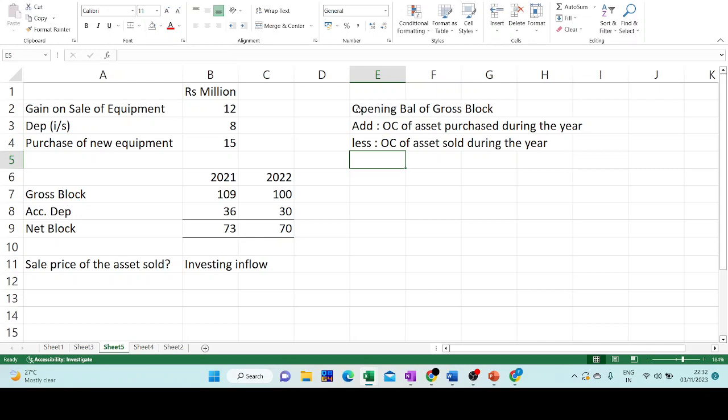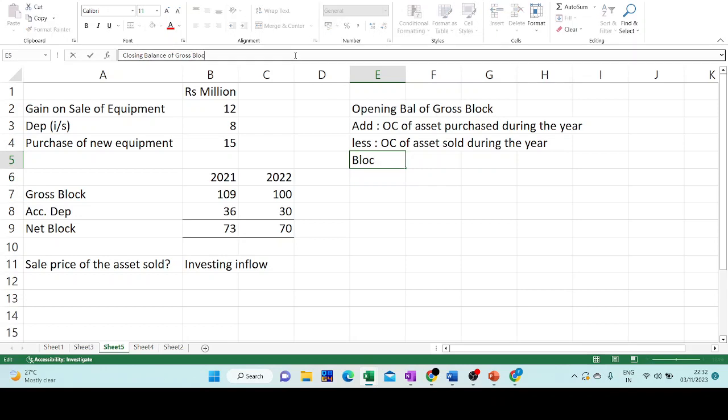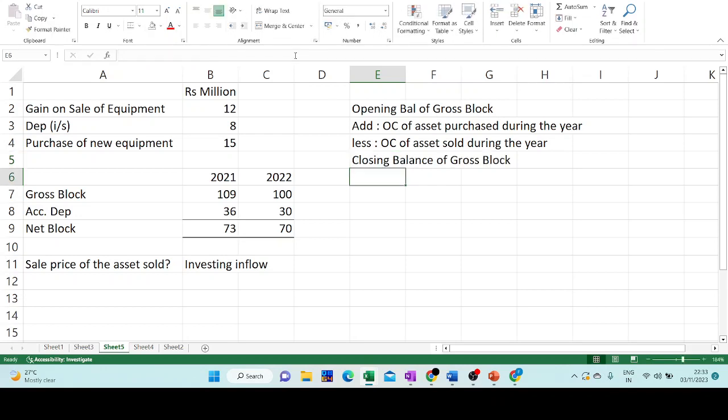Right, so you add the original cost of the asset purchased during the year, you deduct the original cost of the asset sold during the year from your opening balance, you get the closing balance. Guys, are we good with what gross block is?